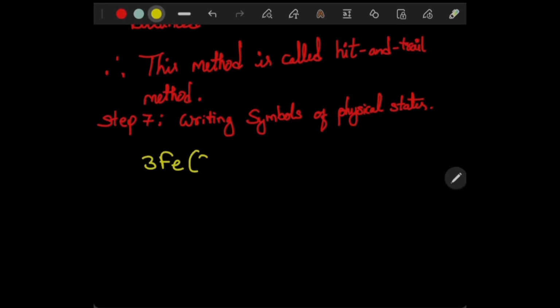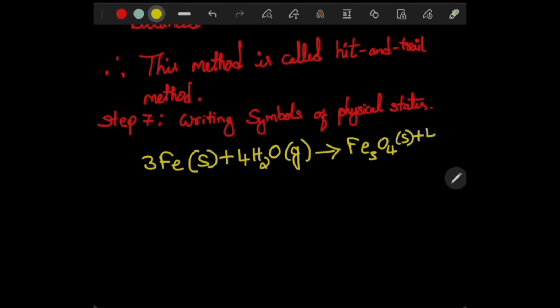3Fe, which is in solid state, plus 4H2O, which is in gaseous state, gives Fe3O4, which is in solid state, plus 4H2, which is in gaseous state. Here in the equation, 4H2O, which is in gaseous state, is used to indicate that in this reaction water is used in the form of steam.